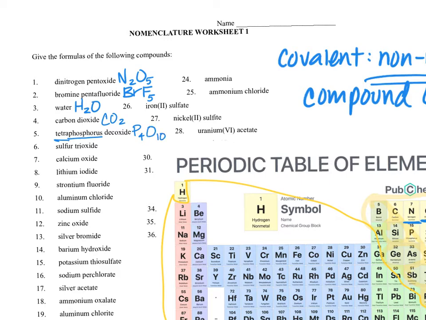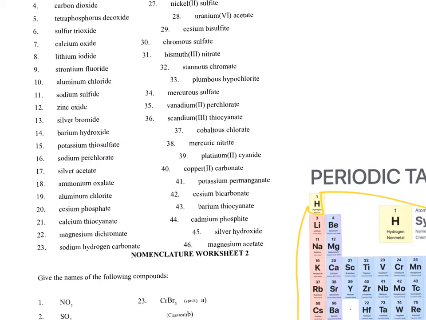All right, and last one in the series, sulfur trioxide. Sulfur, just one of them. There's no mono in front because there's only one for the first element, and then trioxide is oxygen, and there are 3 of them. Okay, let's move on to 7 to 23.